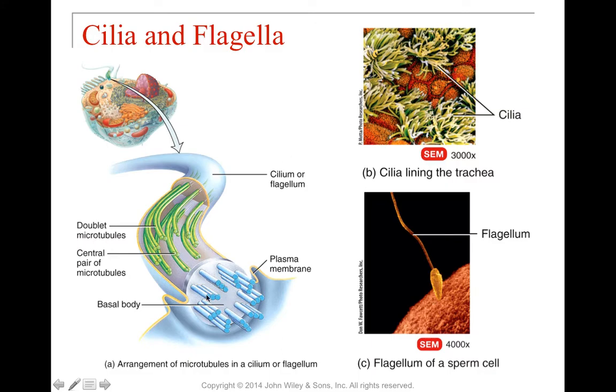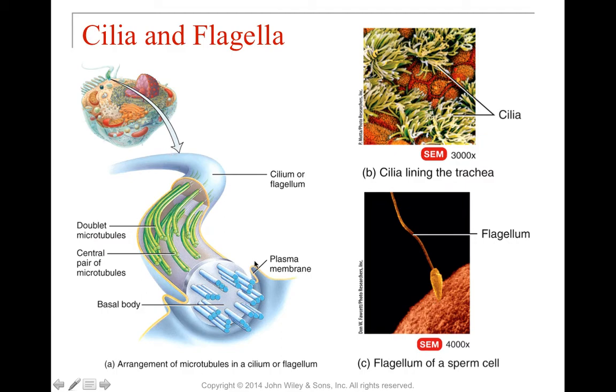And if you do a cross section in a cilia or a flagella, it's going to look very similar to what we just saw when we looked at the centrioles, in that we have three microtubules in a line arranged in a kind of a flower pattern here. We also have doublet microtubules and a central pair of microtubules as we move outward.